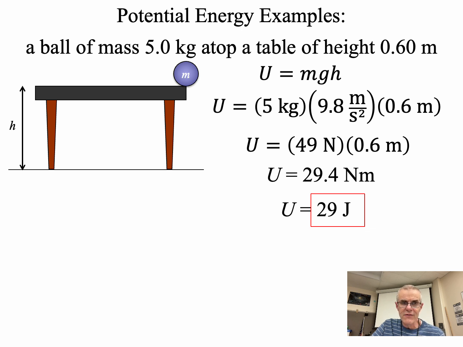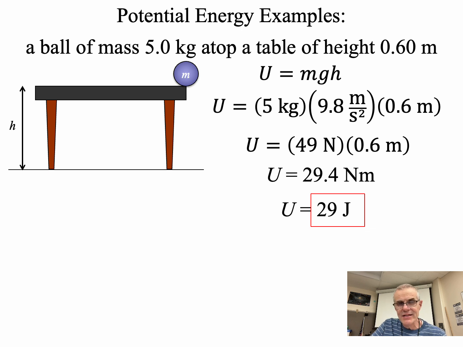It doesn't matter if the table remains standing. The table could fall apart, the ball could fall off the table, but then its potential energy would change. As long as it's at that height above the floor, that's how much potential energy it has in this situation.